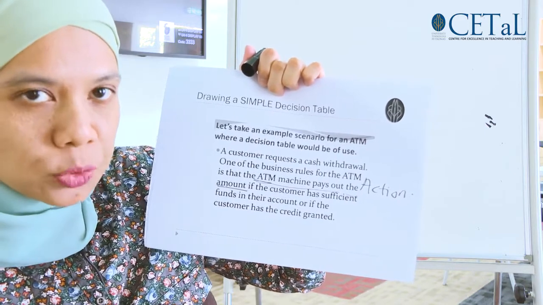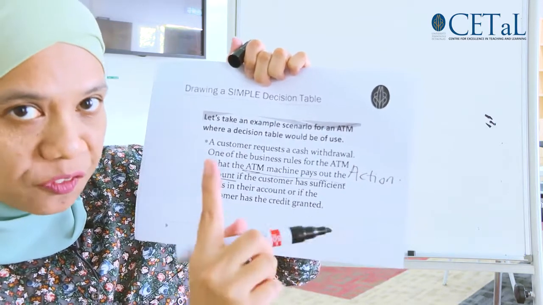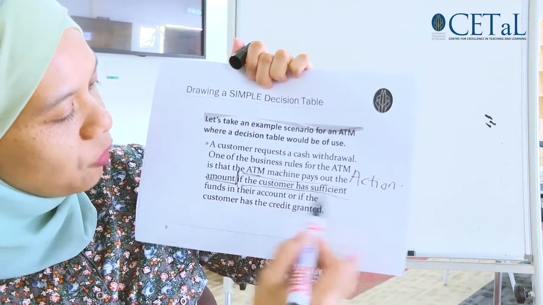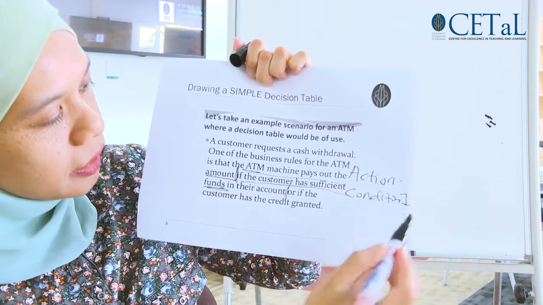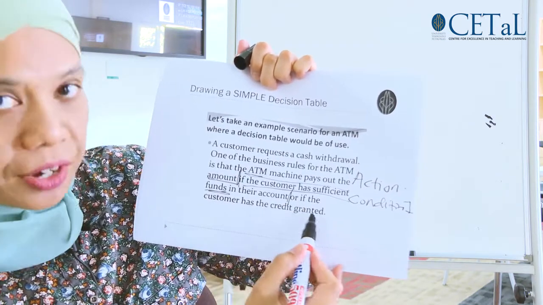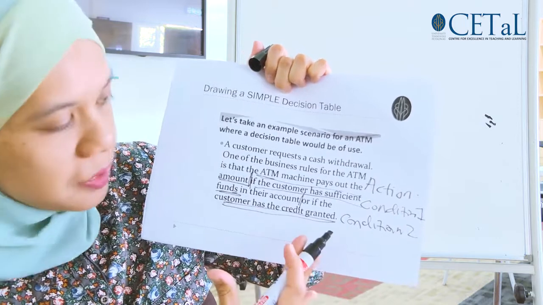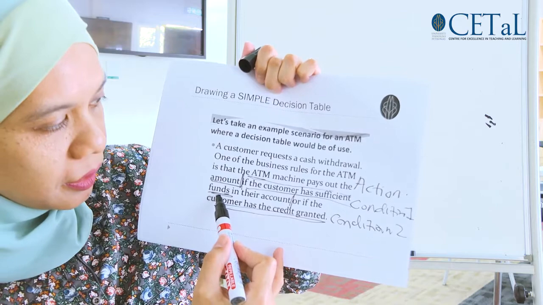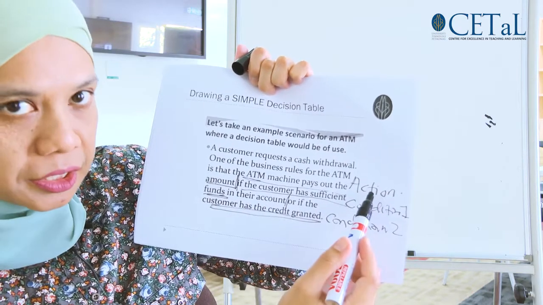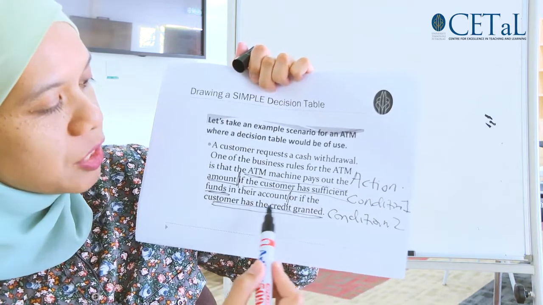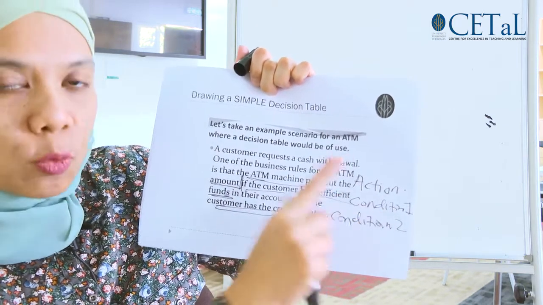What is the condition? You have to make sure that you know what the action is. Next, the condition. If the customer has sufficient funds in their account, that's the first condition, condition 1. Or if the customer has credit granted, that's condition 2. What it means is that if the customer has sufficient funds, the action would be the ATM machine pays out the amount. Next, if the customer has credit granted, the ATM also pays out the amount. So those are the two conditions with one action.